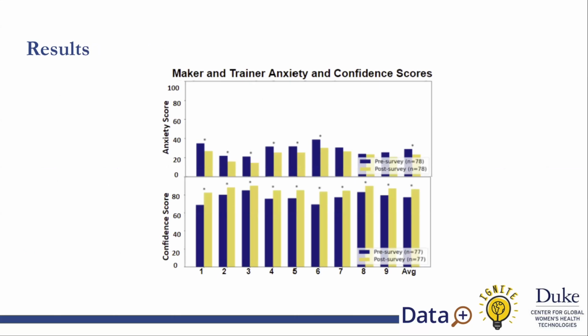Our first significant result that we've seen is our maker and trainer anxiety and confidence scores. Each number represents an aspect of the engineering design cycle, like creating a prototype, designing it, reiterating it, and conducting the engineering design. All of those are included in 1 through 9. We see that the anxiety scores for all makers and trainers went down significantly, and for confidence in the engineering design cycle, makers and trainers actually increased throughout the program.